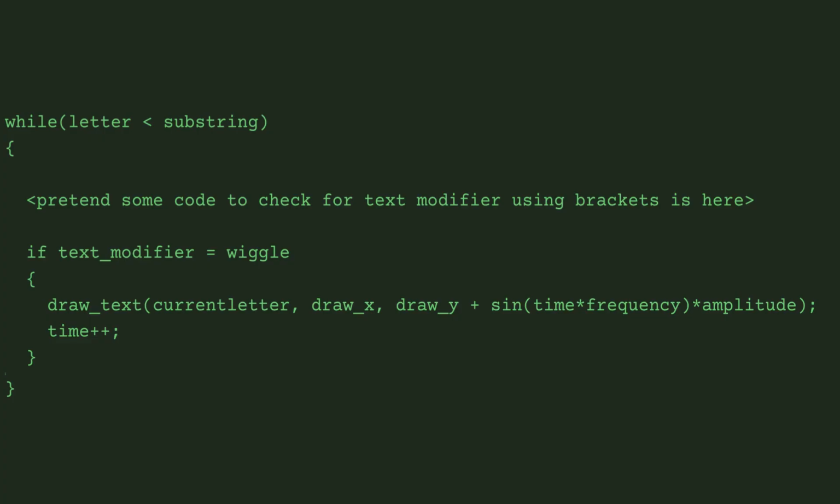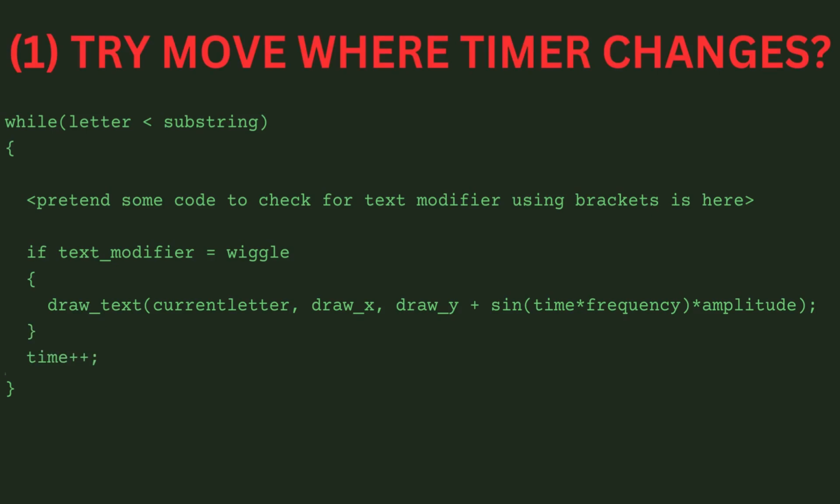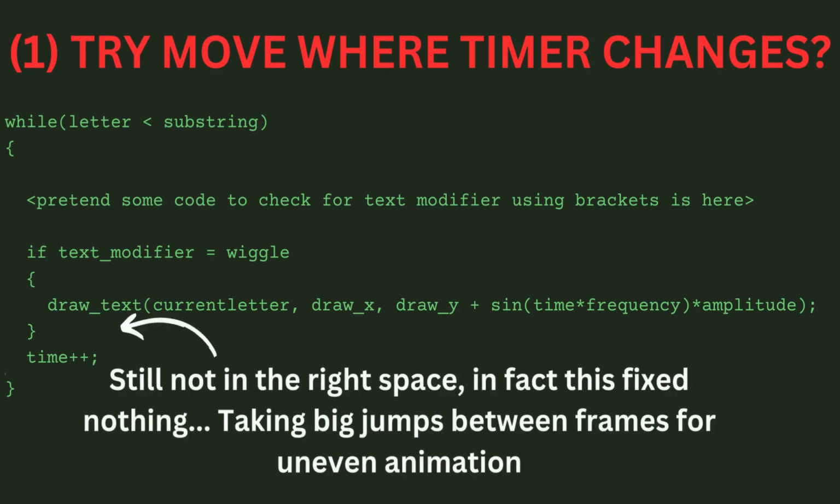So my first attempt to try and fix this, I think I was just trying random stuff and my brain was all over the place. Clearly, looking back, I was trying to move where the timer changes. So I took it outside of the text modifier statement of if the text modifier is a wiggle, and I put it outside of that. I don't know why I thought that changed anything because functionally it's the same thing and it doesn't actually fix anything about how the timer goes up.